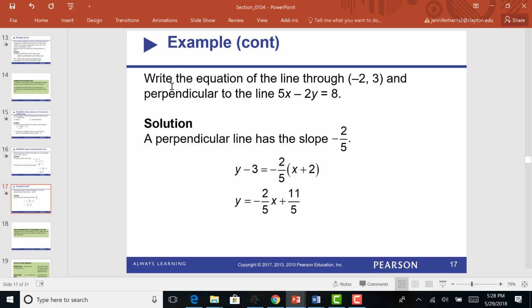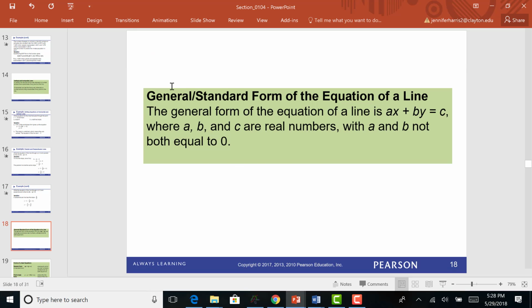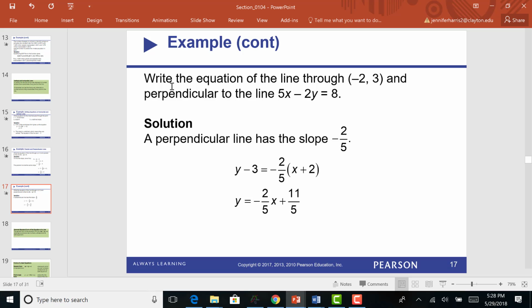So here is the one with the perpendicular one. Let's work that one out so you can see it. Alrighty, what changed? Nothing but the slope. So for the perpendicular line, again, we're doing perpendicular line here. My slope is equal to negative 2 over 5.